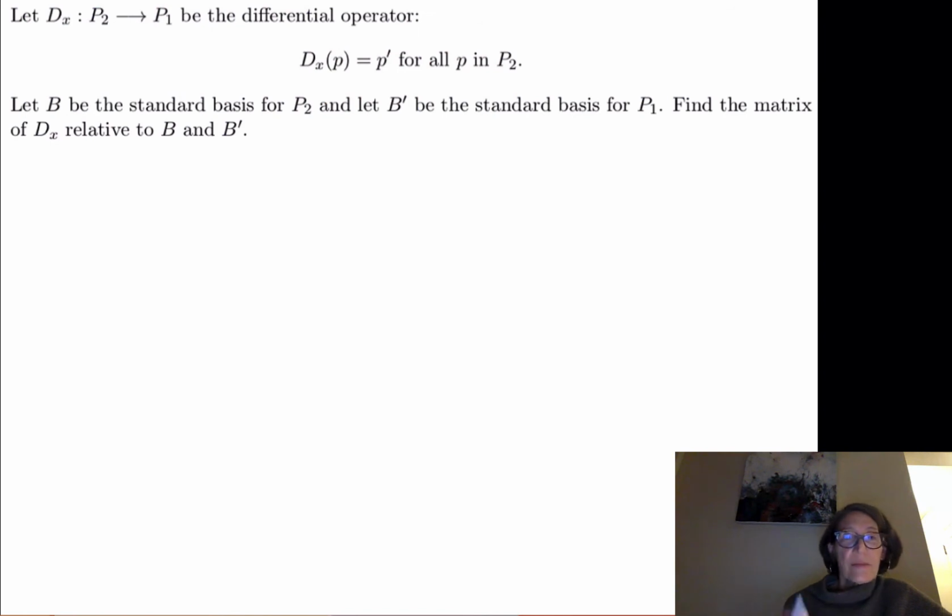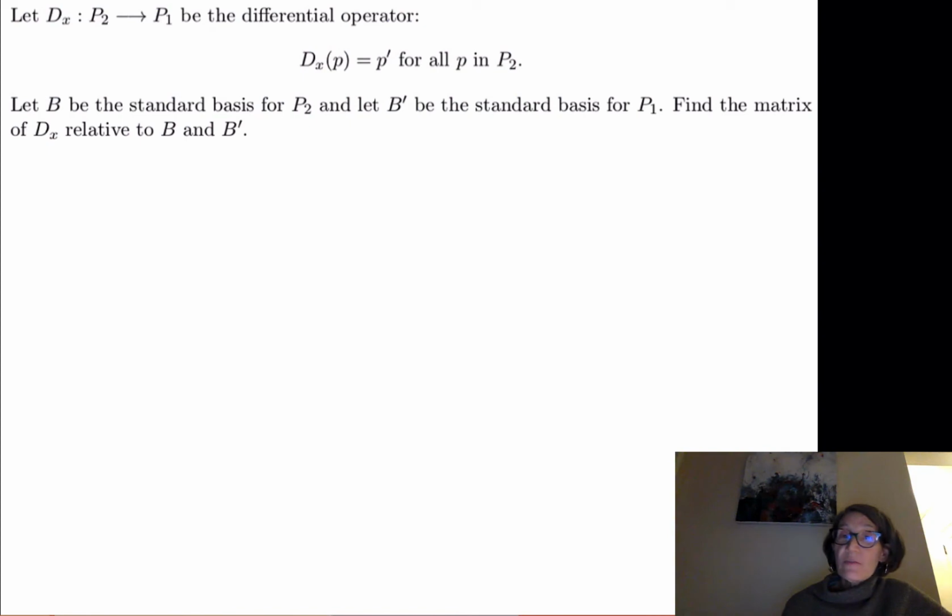So in this example, we have a linear transformation from P2, the vector space of all polynomials of degree at most 2, to P1, the vector space of polynomials of degree at most 1, and the transformation is just the derivative, or the differential operator. So you take a polynomial of degree at most 2, you differentiate it, and you get a polynomial of degree at most 1. So these are finite dimensional vector spaces.